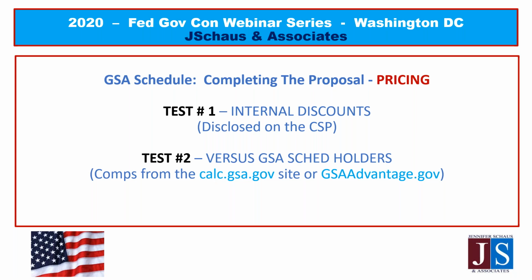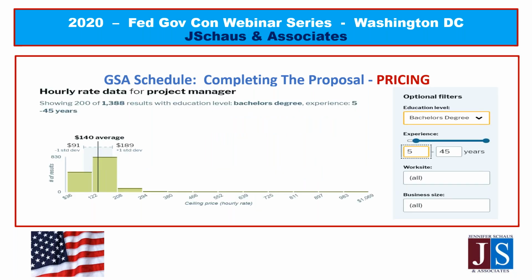And then number 2, they're going to say, okay, let's look at this project manager. Let's look at this widget, either on the Calc or the GSA Advantage site, depending if it's labor or products. And let's see what is the average rate for this project manager. And so in this case here, I think I plugged in project manager, and then you've got your filters there on the right-hand side. You want to make sure you're comparing apples to apples. So if your project manager, the way your company defines it, is they must have a bachelor's degree and at least 5 years of experience.